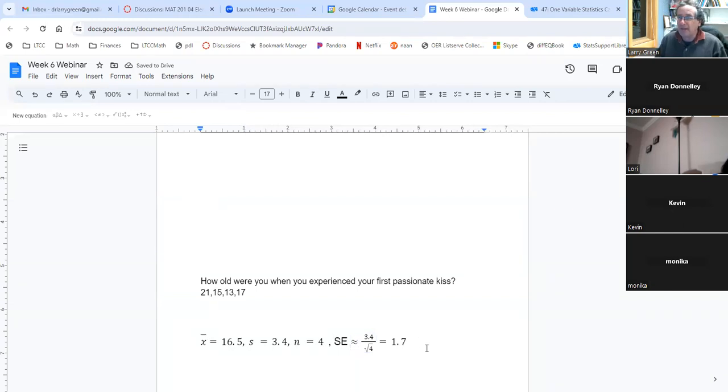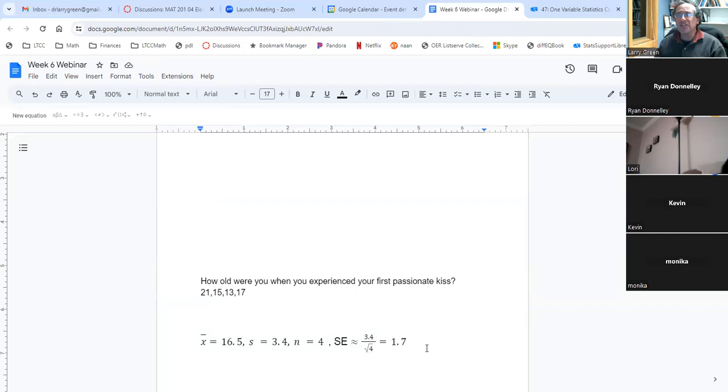Any questions on that? So that gives me an idea of how far from my sample mean the population mean is likely to be. That's what the standard error gives you. Does that make sense? Any questions on that? Because that's a really important concept.